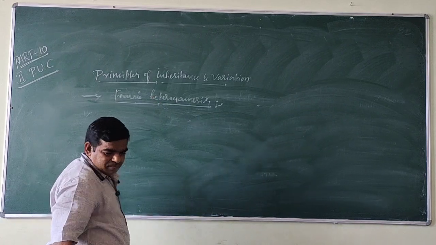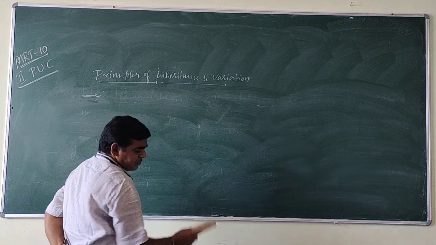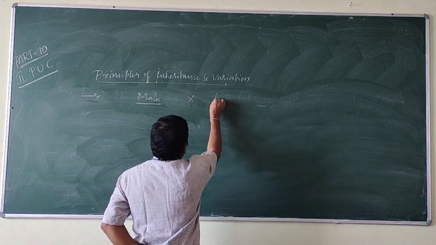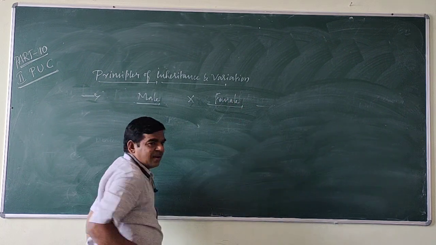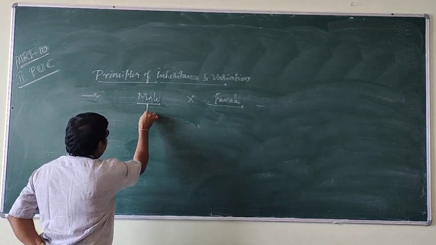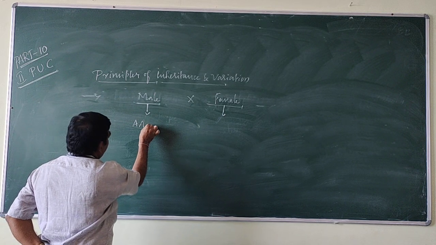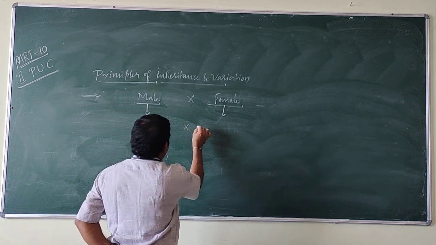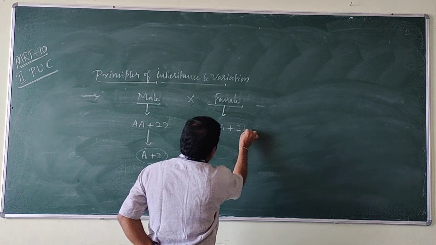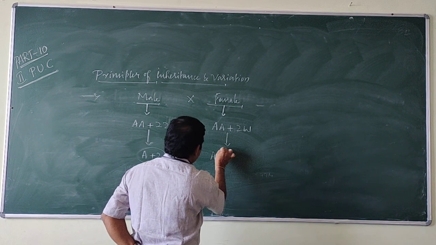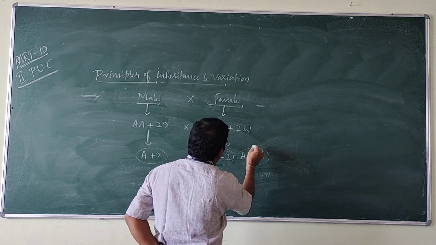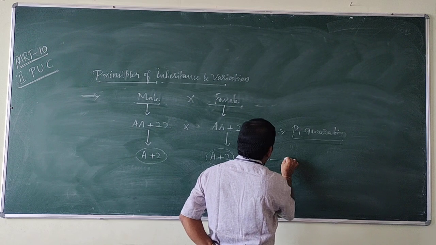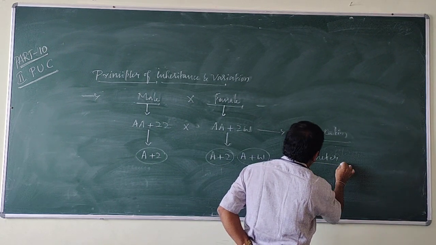So take down. Male produces A plus Z. Female produces A plus Z and A plus W. Two types of gametes are produced in the females.